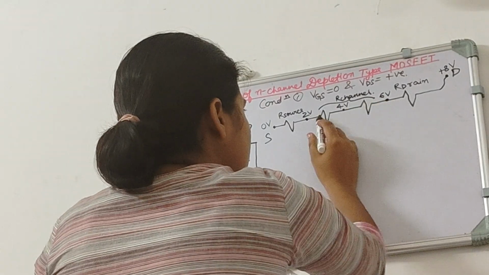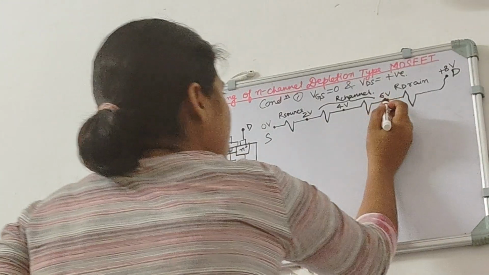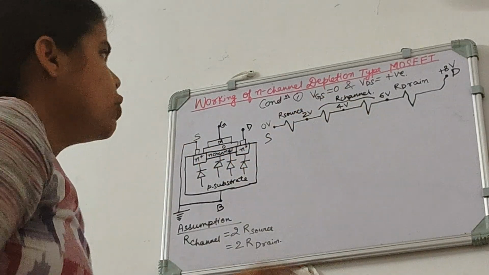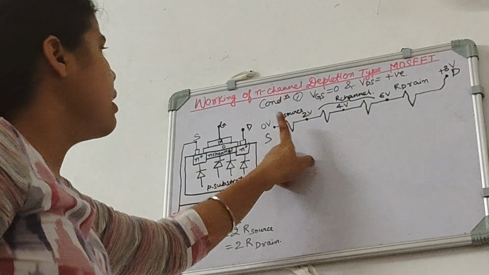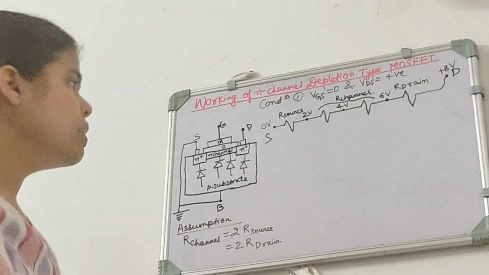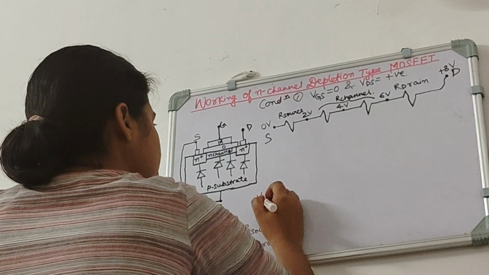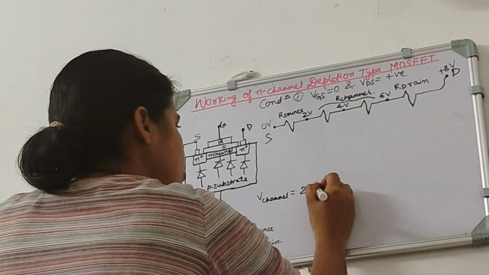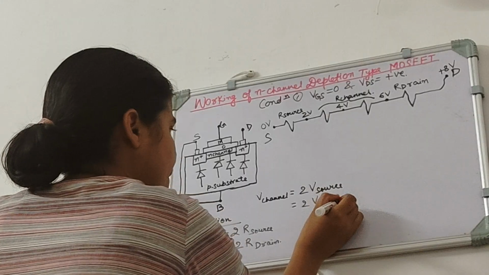Now across the channel, these two resistances combined together are forming the channel. So the potential difference across the combination of these two resistances is 6 volt minus 2 volt, that is 4 volt, and the potential difference across the source is 2 minus 0, that is 2 volt. So here we can see that V channel is equal to 2 of V source is equal to 2 of V of drain.